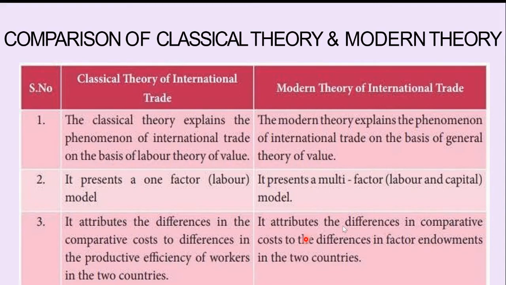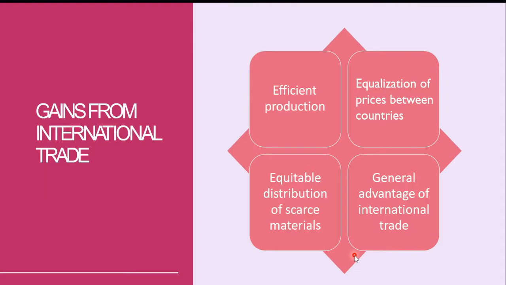So the last point, it attributes the difference in the comparative cost to differences in the productive efficiency of workers in the country. It attributes the differences in comparative cost to the differences in the factor endowments in the two countries. So here we saw the comparison of classical theory and modern theory. So gains from international trade.